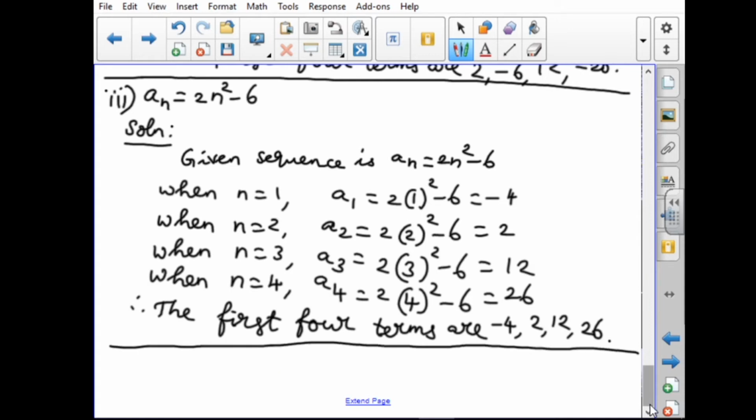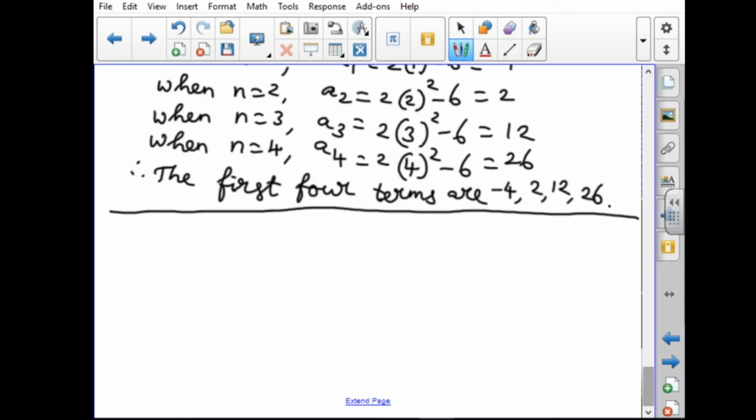The second subdivision, we have to find the first 4 terms. The third one, find the nth term of the following sequence. Here also they have given some subdivisions.